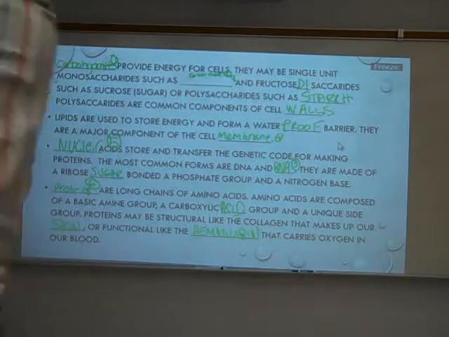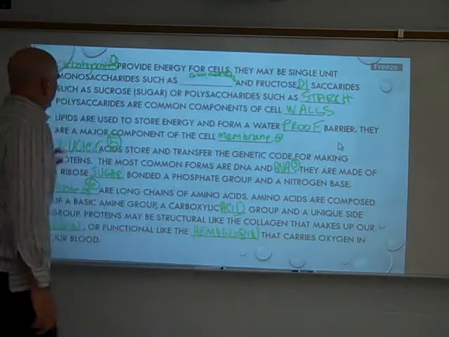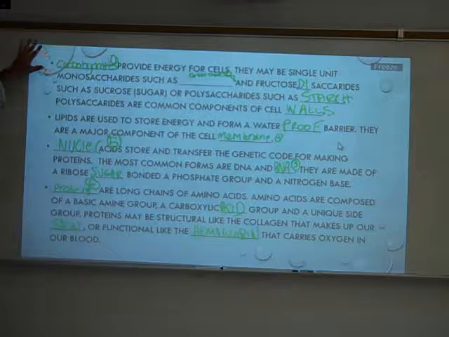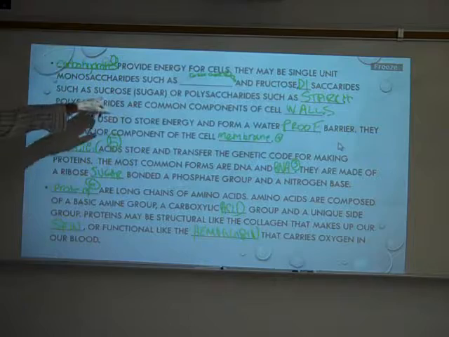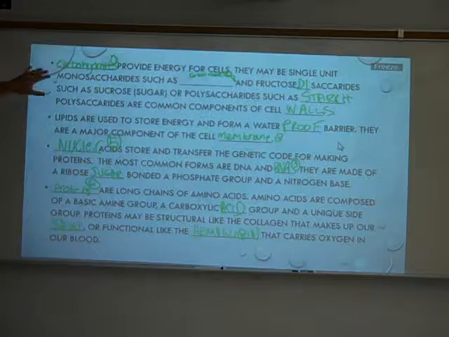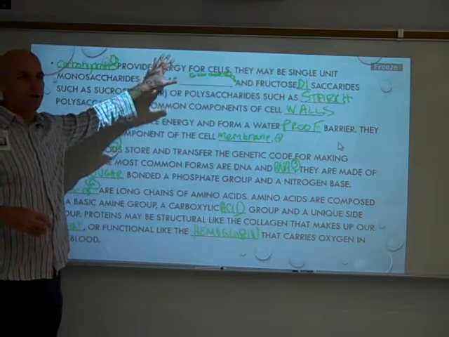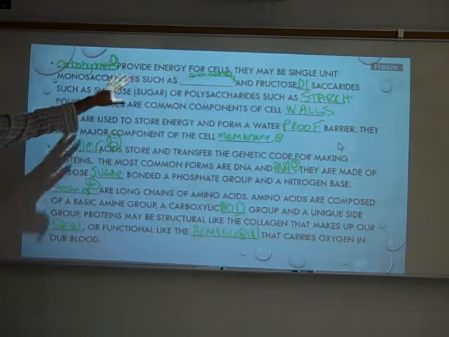All right, macromolecules. So we'll start off with carbohydrates. These are your sugars. It's a broad category of many different things. Actually, the sugar that we call table sugar is a disaccharide, sucrose. But their main thing is that they basically store chemical energy.